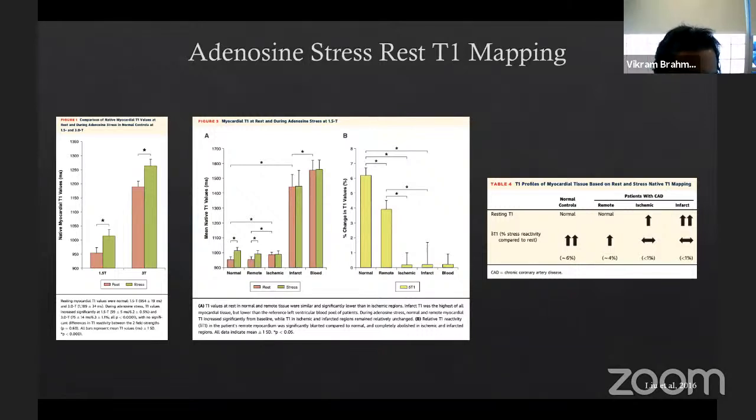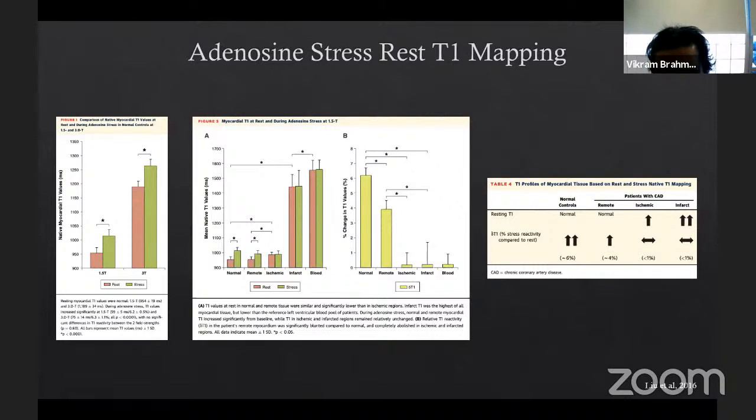They also looked at a few patients that had coronary disease, and they found that in ischemic myocardium, there's no significant change in the myocardial blood volume. And that was the same finding in infarct as well. So this is pretty exciting stuff.